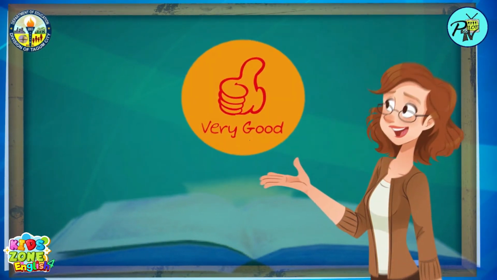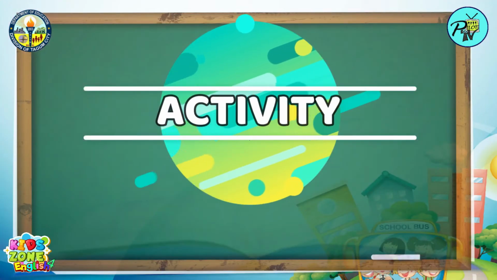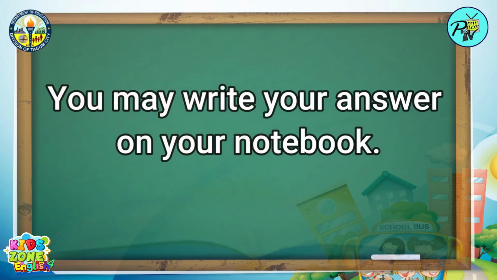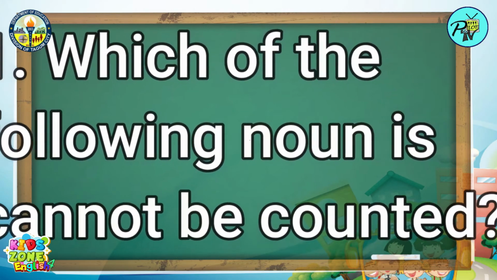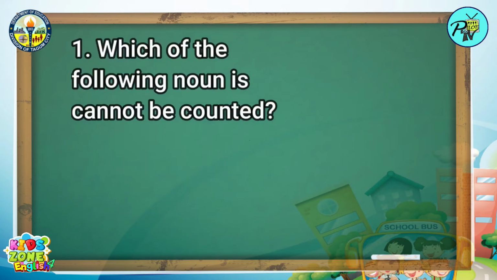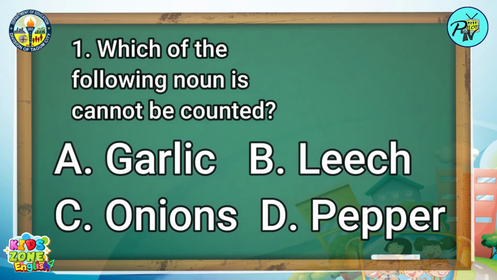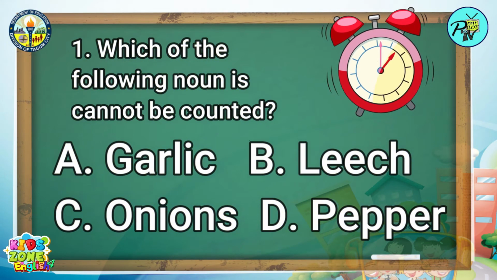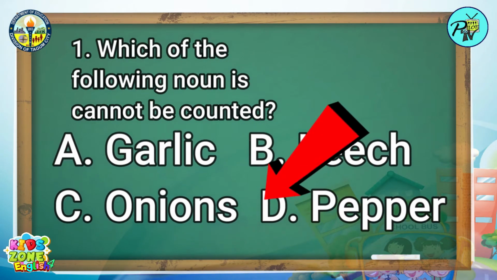You did great! Now let us try to check if you understood the topic by answering this activity. Choose the letter of the best answer. You may write your answers on your notebook. Number 1. Which of the following nouns cannot be counted? A. Garlic, B. Leech, C. Onions, D. Pepper. The answer for number 1 is letter D.